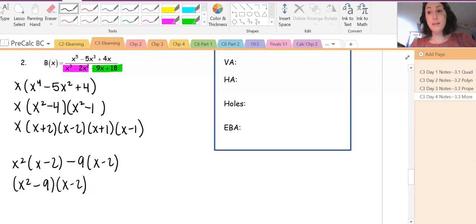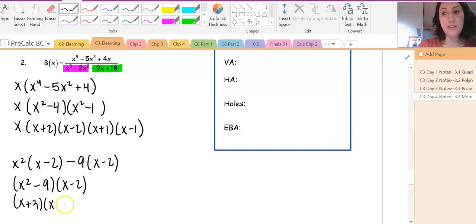Now, if those x minus 2's are not the same, then you are out of luck. It is not going to factor. And then you'd probably have to graph it to find your intercepts.